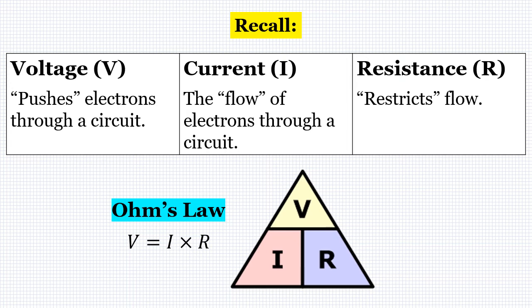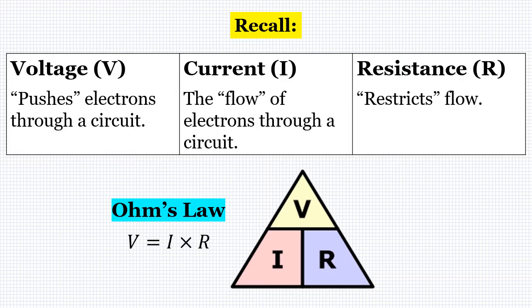Let's begin by doing a quick recap of the previous lesson. We covered three terms that we're going to need to know for this unit. First one is voltage. Voltage is that force that pushes electrons through a circuit. I told you to think about it like pressure through a pipe. Next, we talked about current. Current is the flow of electrons through a circuit. And then finally, resistance, which is what restricts the flow.